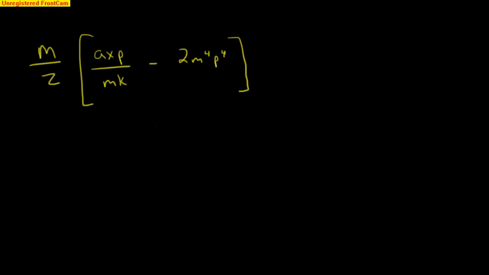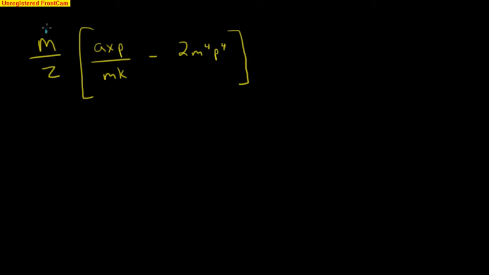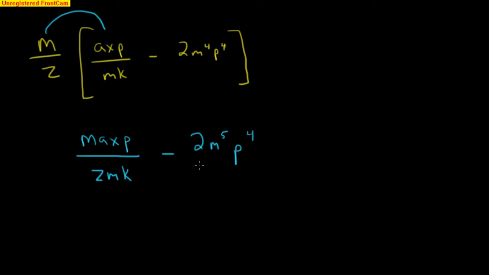Do another one here. M times ax to the p is m a x to the p. Z times mk is zmk. Minus 2 times m to the 4th, p to the 4th times m would be 2m to the 5th, p to the 4th, over, this is like over 1, so z times 1 is z. That is it.